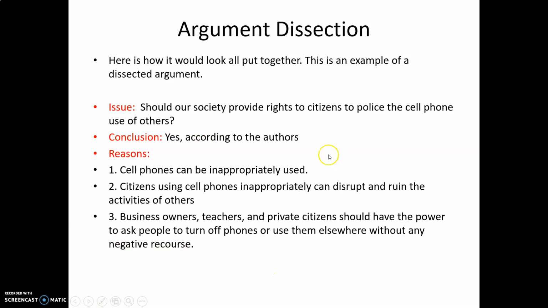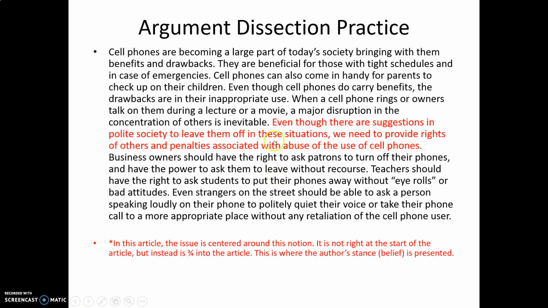So it would look something like this. Okay? Should our society provide rights to citizens to police the cell phone use of others? Yes, according to the authors. So you see that when I found where the author's issue was, I didn't just write it verbatim. One, that would be plagiarizing. And two, the issue is never written that obviously.